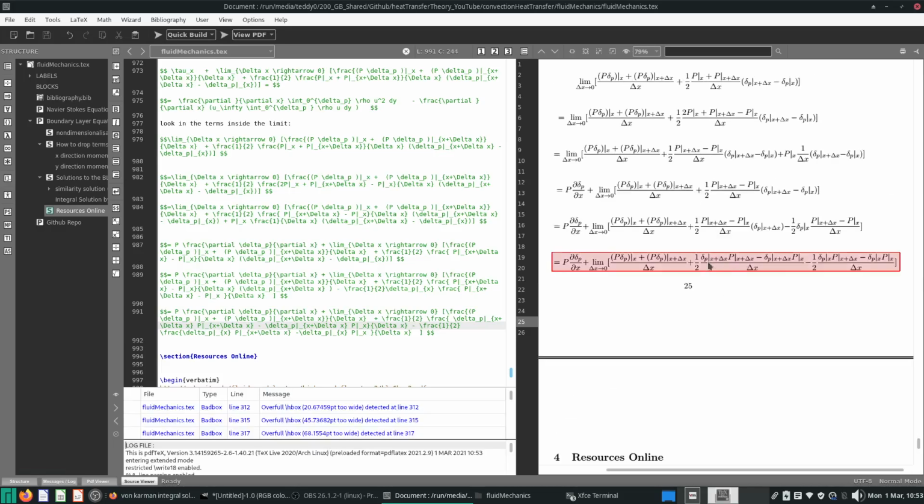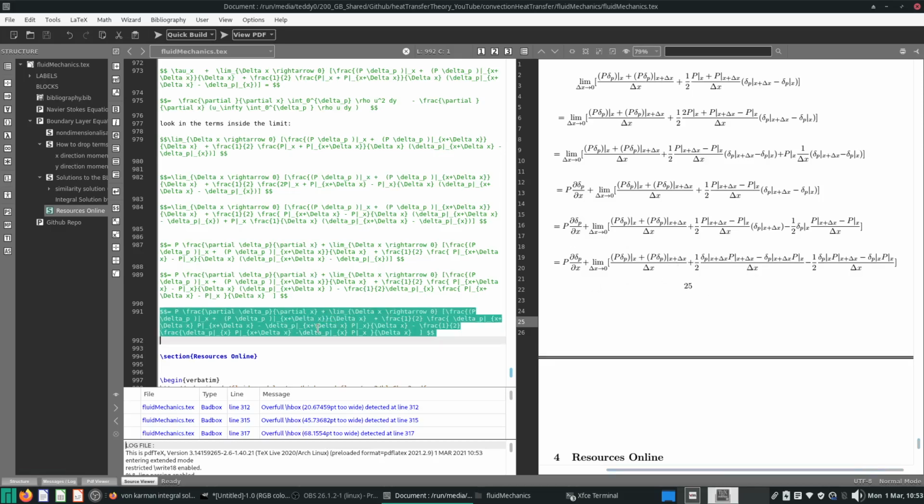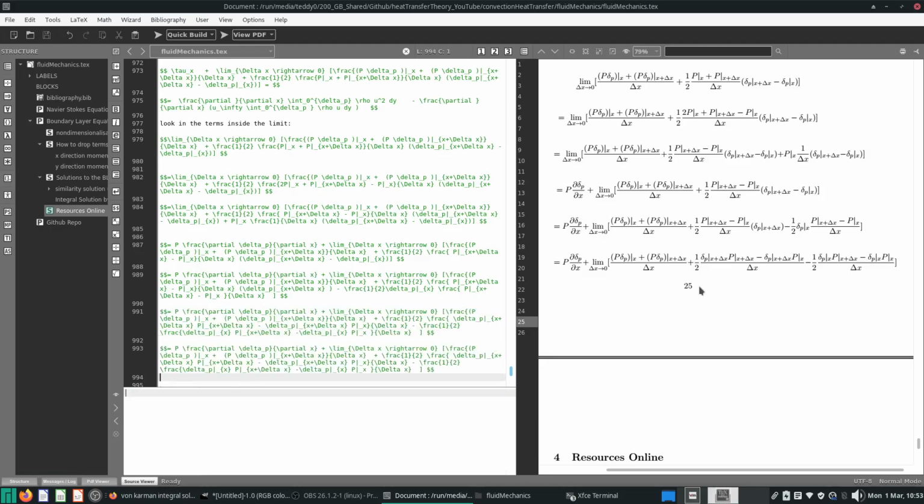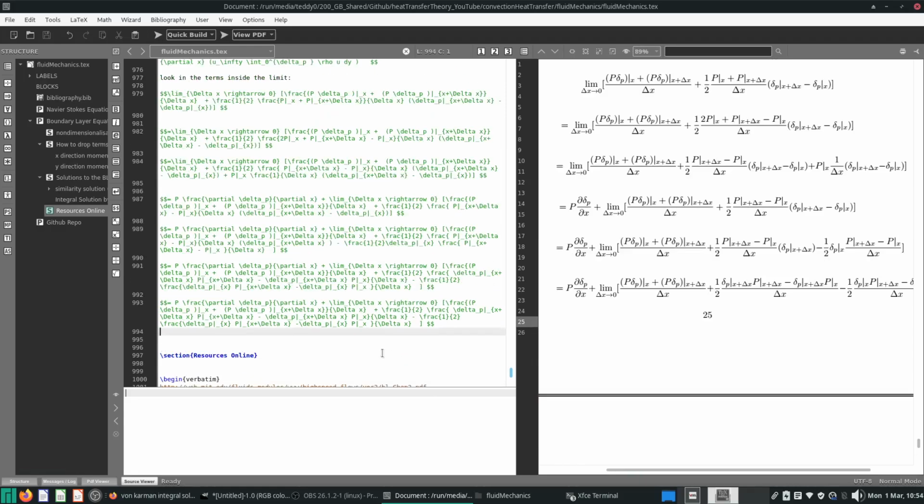Now you notice this term here, delta p evaluated at x plus delta x, and the p evaluated at x plus delta x. That is simply just this term here. So I can just put these two together in a bracket. Okay, and let's see what other terms can do the same as well.